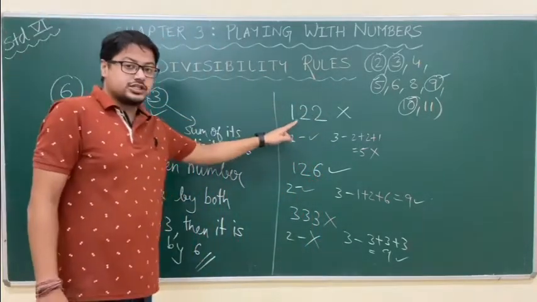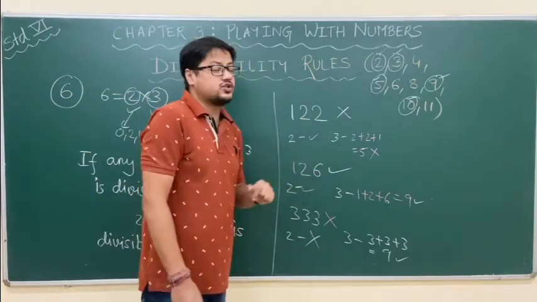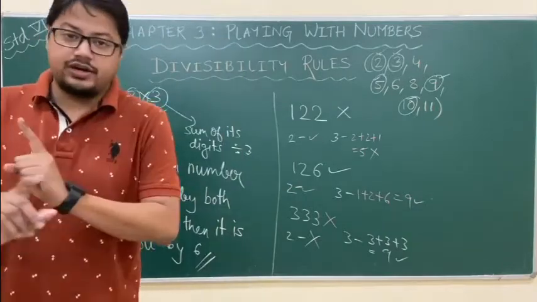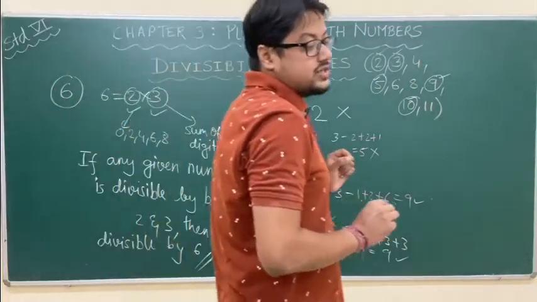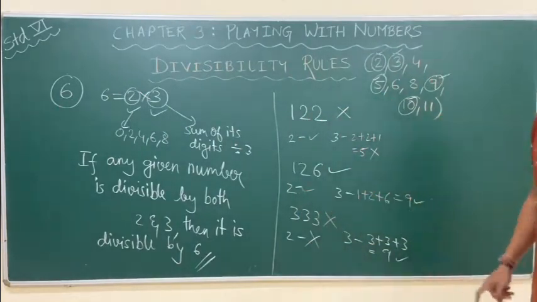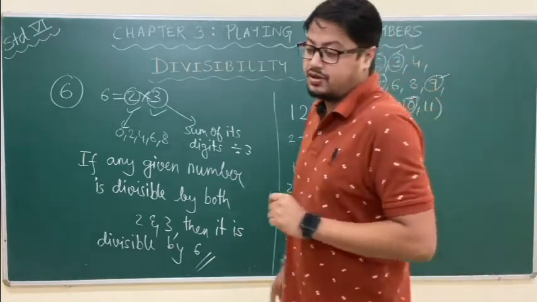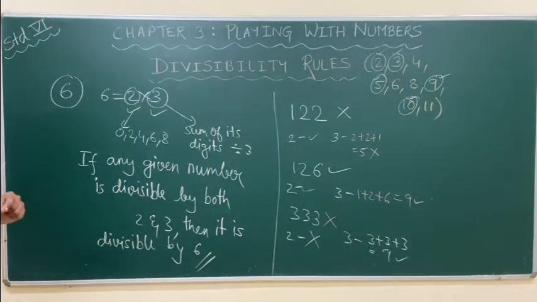Again, if you see the first number, the given number 122 is divisible by 2, but it is not divisible by 3. So it will not be divisible by 6. I again repeat, for any number to be divisible by 6, it has to be divisible by both 2 and 3. Then only we can take up the things. Fine? I hope you understood the divisibility test for 6.